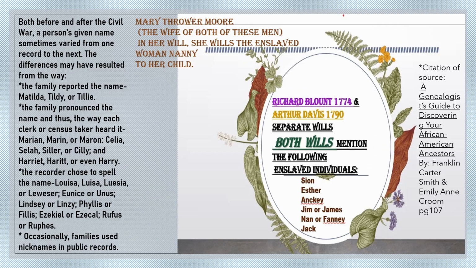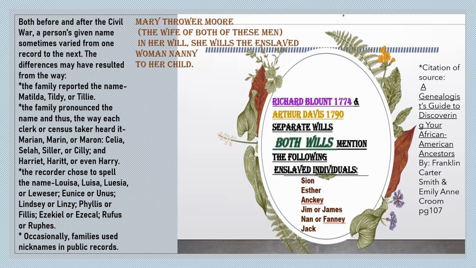Both before and after the Civil War, a person's given name sometimes varied from one record to the next. The differences may have resulted from the way that the family reported the name, like Matilda or Tildy or Tilly. Maybe the family pronounced the name, and thus the way each clerk or census taker heard it was varied. And the recorder maybe chose to spell the name differently. And occasionally families used nicknames in public records.